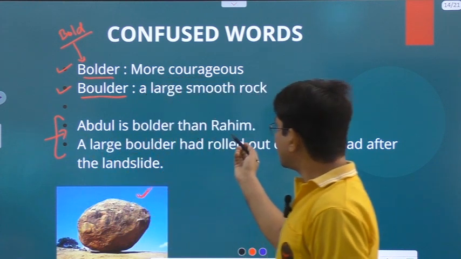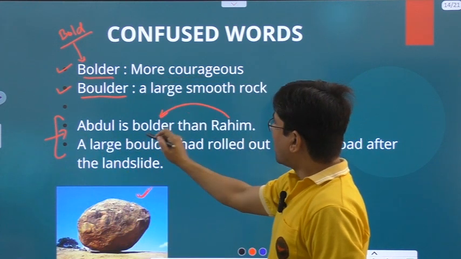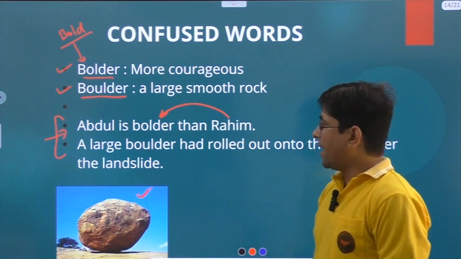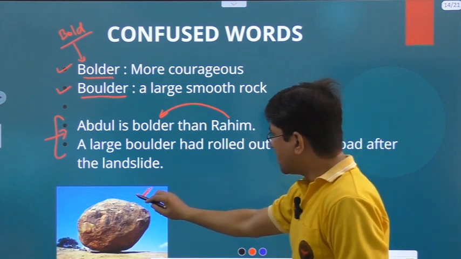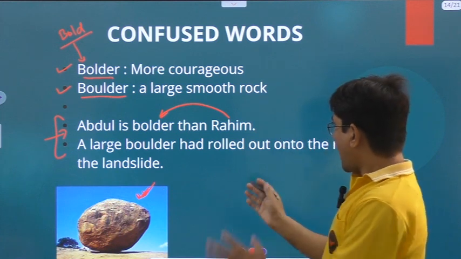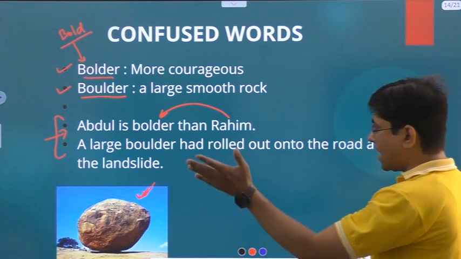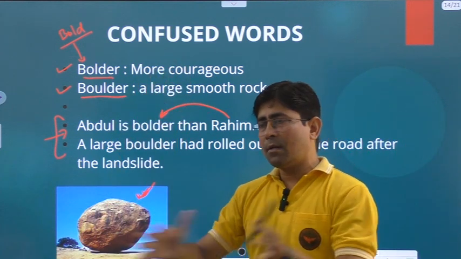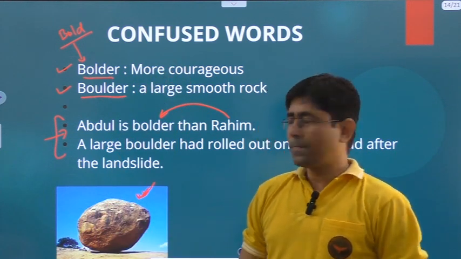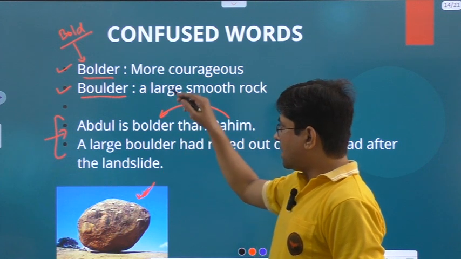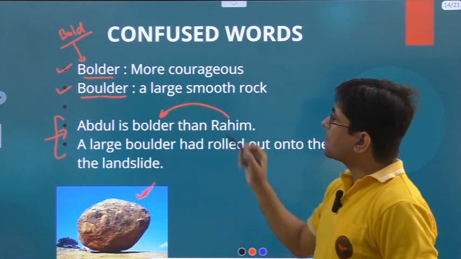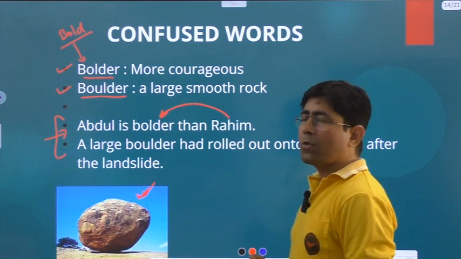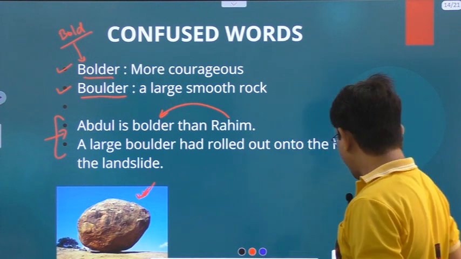Abdul is bolder than Rahim, means Abdul is more courageous than Rahim. And in my next sentence, a large boulder, this one, had rolled out onto the road after the landslide. So there was a landslide and a large boulder rolled out onto the road. So this was the difference between the meaning of these 2 words, bolder, B-O-L-D-E-R, and boulder, B-O-U-L-D-E-R.